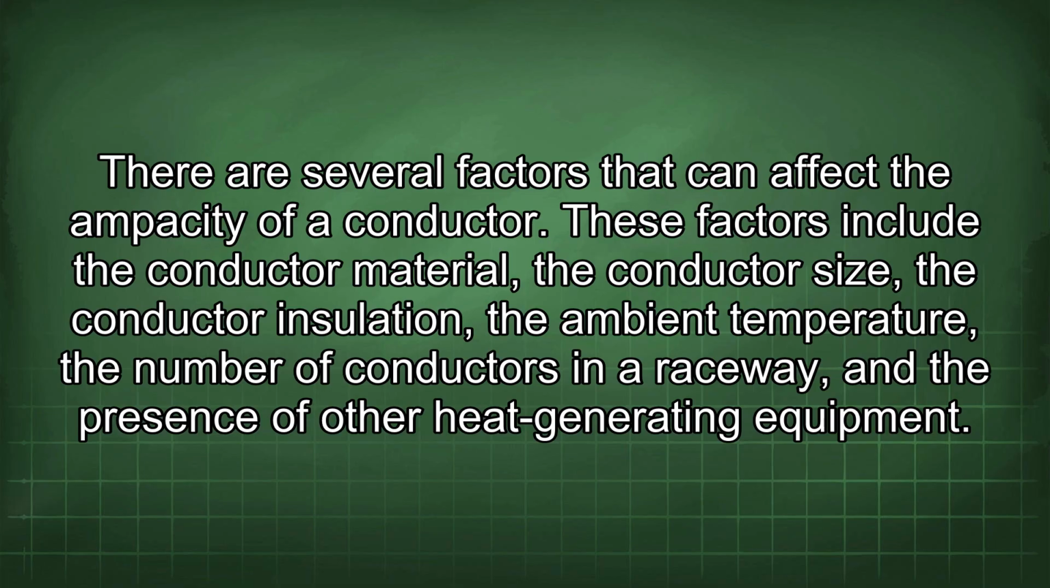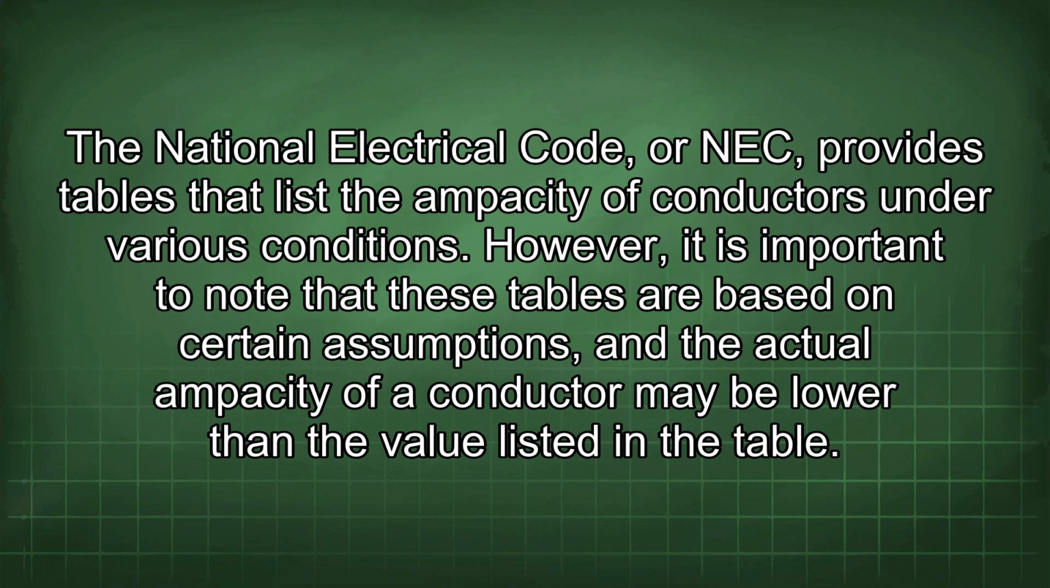These factors include the conductor material, the conductor size, the conductor insulation, the ambient temperature, the number of conductors in a raceway, and the presence of other heat-generating equipment. The National Electrical Code, or NEC, provides tables that list the ampacity of conductors under various conditions. However, it is important to note that these tables are based on certain assumptions, and the actual ampacity of a conductor may be lower than the value listed in the table.